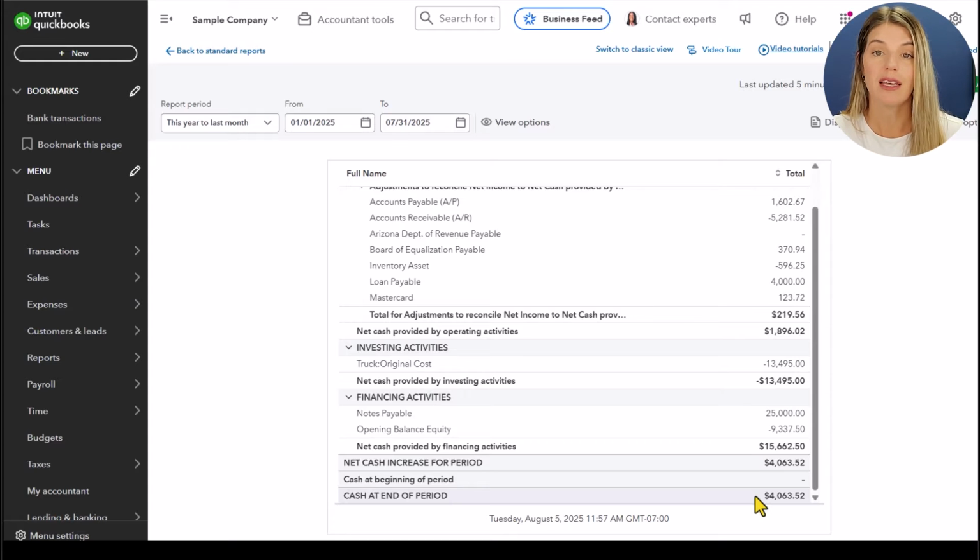So I've had to have conversations with clients before where they're like, hey, I made $500,000 in profit, but where is that money? Like, I made $500,000 in the profit for the year, but I don't feel any richer. Where did all the money go?